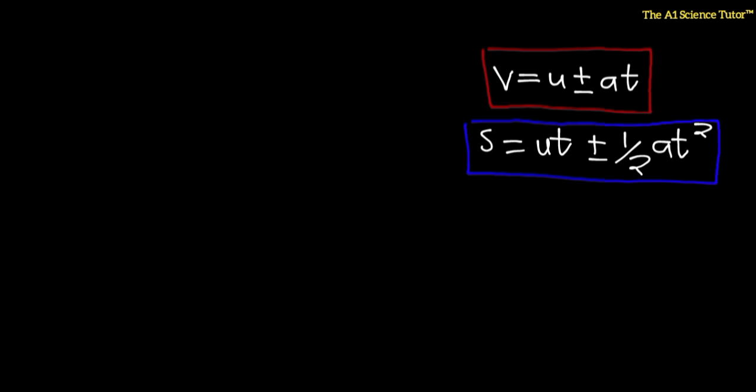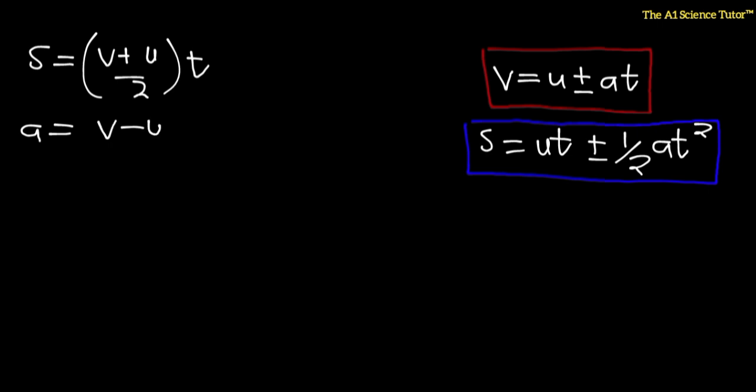Now, let us try to find the last equation of motion, because we basically have 3 of them. So first off, you know that S is equal to V plus U over 2, and that was multiplied by T, right? Now, this is what I'm going to do. We also know that A was equal to V minus U divided by T. And I actually have T on this other side. So what I'm going to do, I will make T the subject. So that makes it V minus U divided by A.